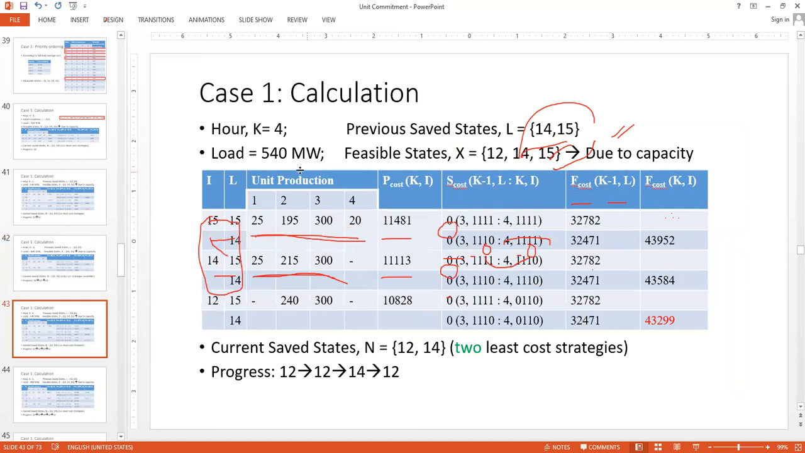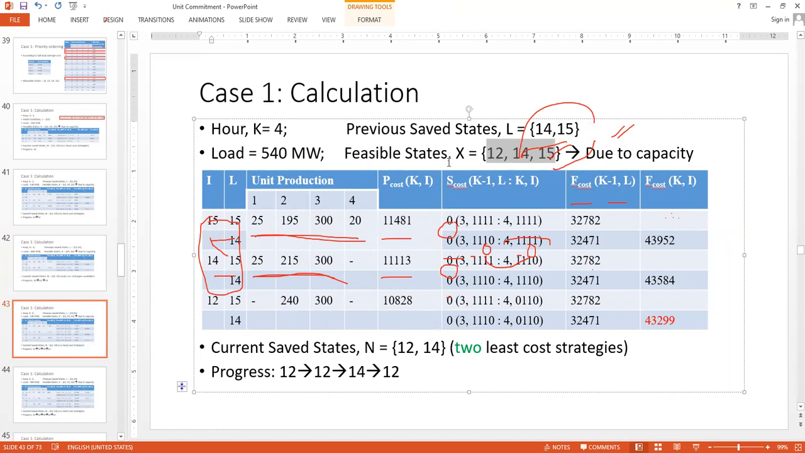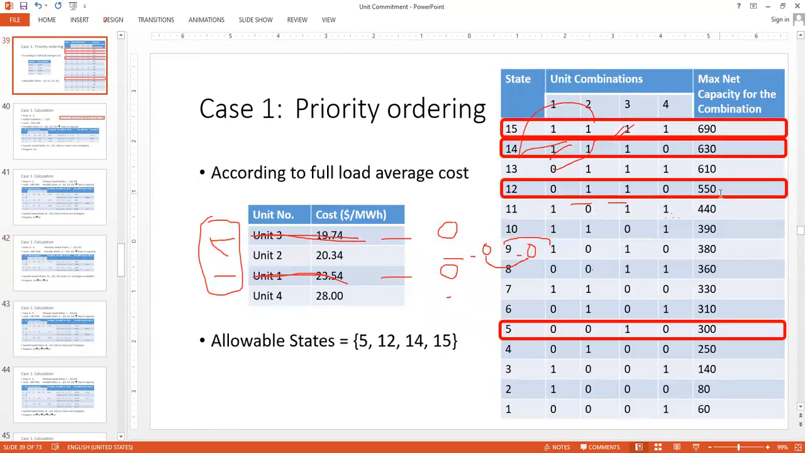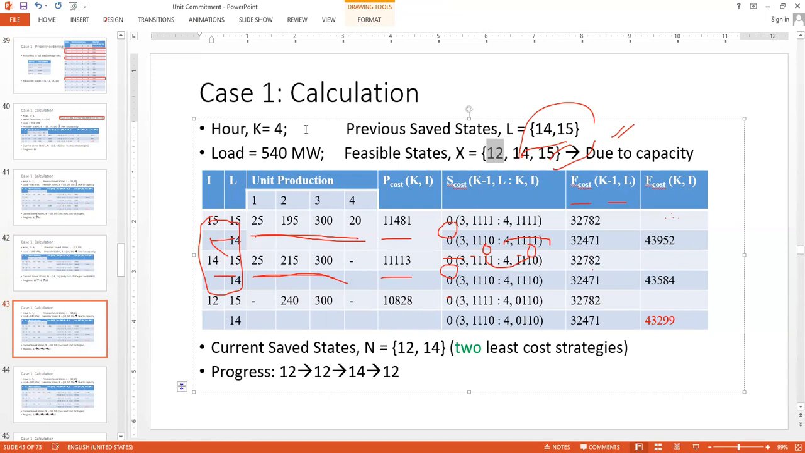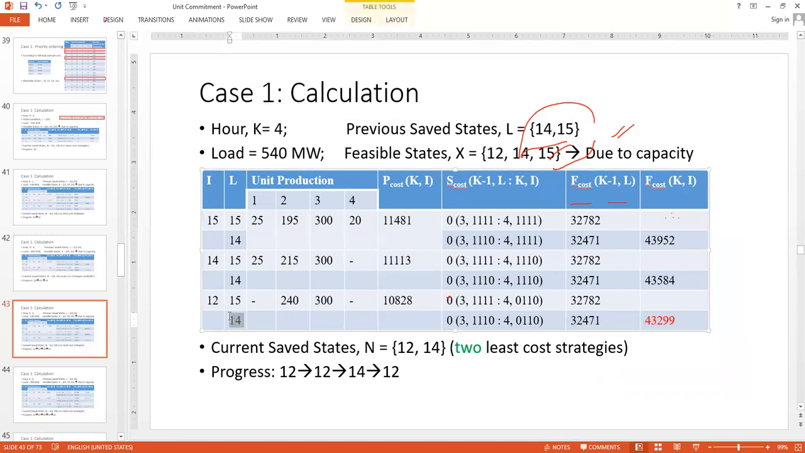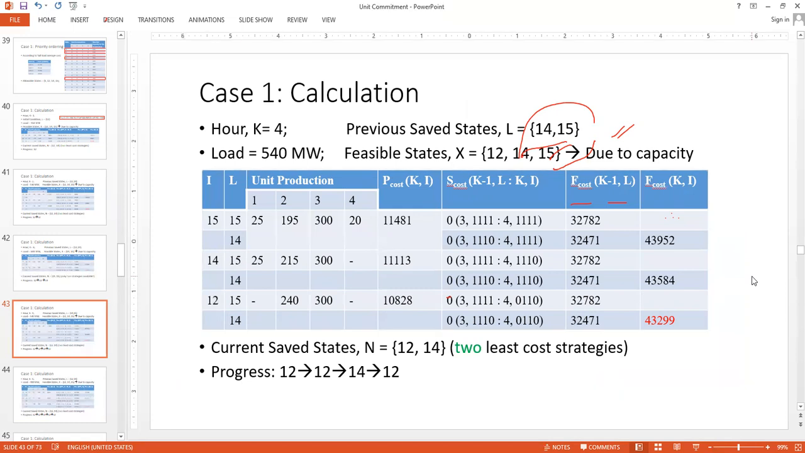Hour number 4, the demand has decreased. Again, 12 will come into play, because that is within the capacity of 12. 12 can produce a maximum of 550, and your demand is 540. So 12 will again become a member of the feasible states, and you can do the remaining steps. I hope you do the steps and you find out what is the progress. Finally, you find out, well, again, 12 is the progress. Okay, from 14 to 12, this is the progress.